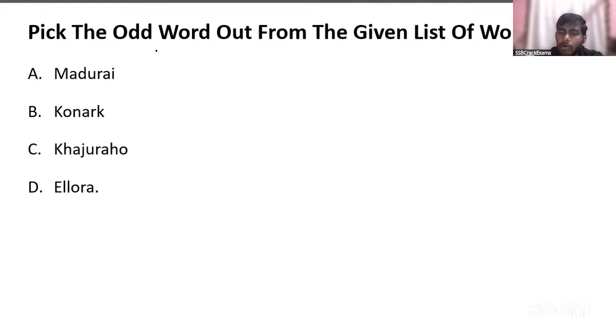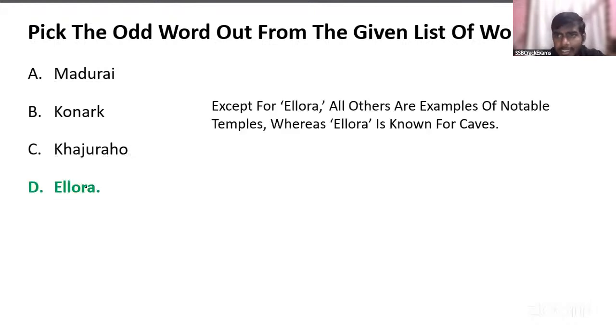Madurai, Konark, Khajuraho, and Ellora are the places that I can visit. For what are they famous? Madurai, I know for its temple. Khajuraho, I know there are so many temples. Konark also I know has many temples. Ellora is famous for caves. Let's see the answer.